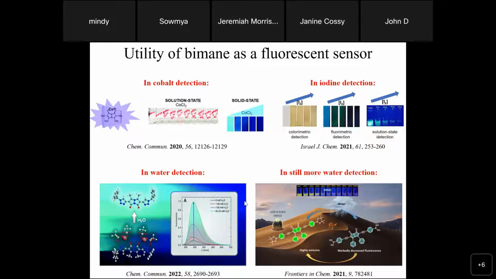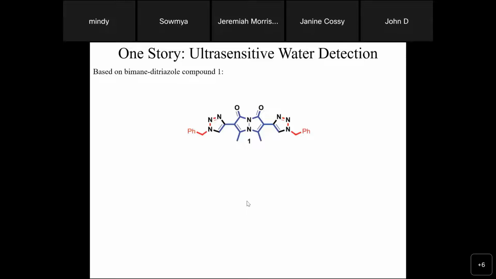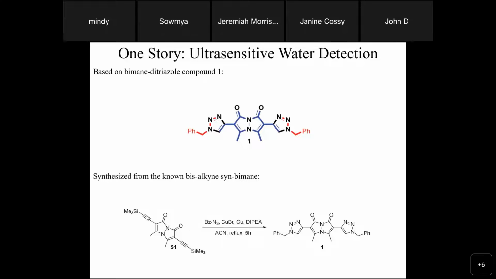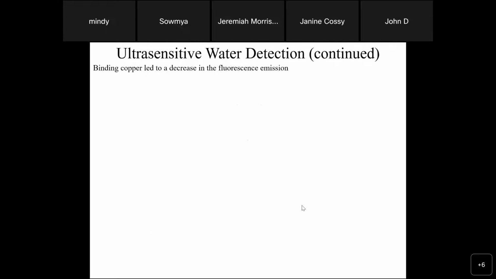In particular, what I want to do is talk more about what we're calling ultra-sensitive water detection, precisely because it is so sensitive relative to other water methods. It's all based on the scaffold that I'm showing here, which is the bimane ditriazole complex, which we can access relatively easily from the bimane diacetylene scaffold, which I showed previously. From the bisalkyne syn-bimane starting material, we can achieve a cycloaddition to access this particular scaffold.